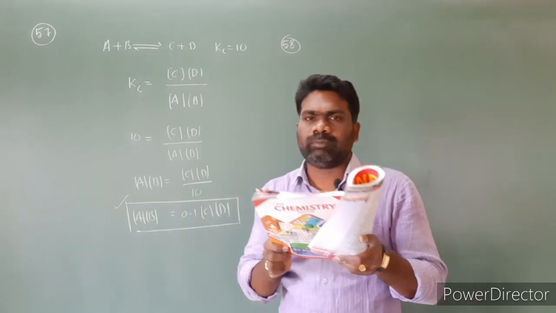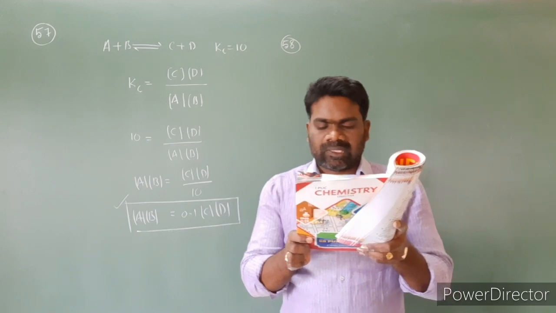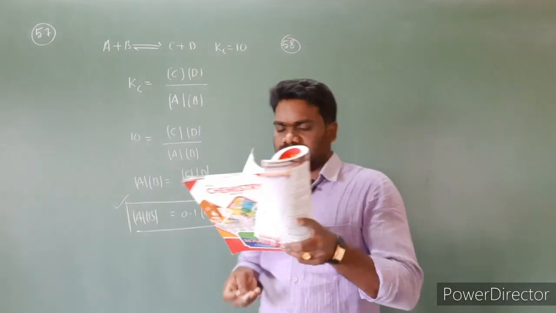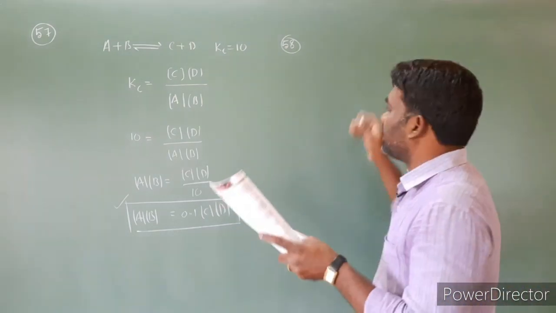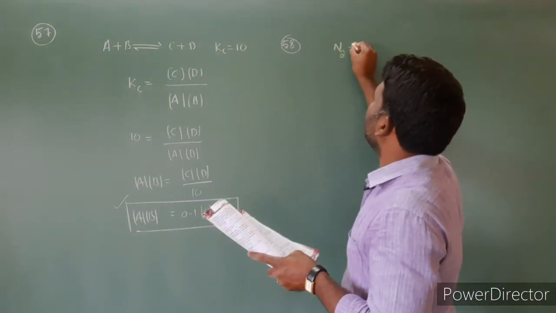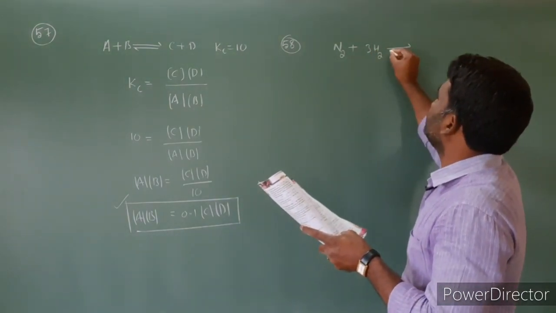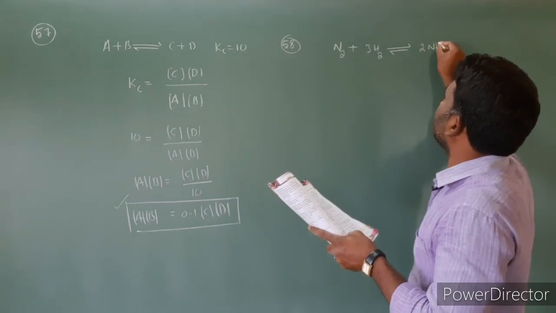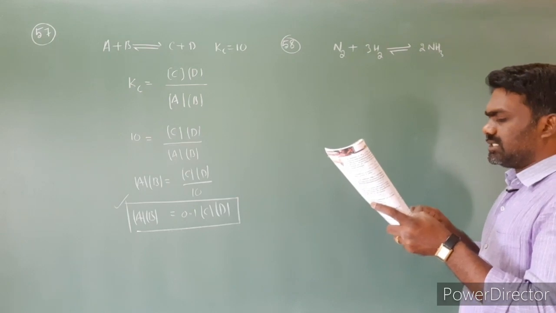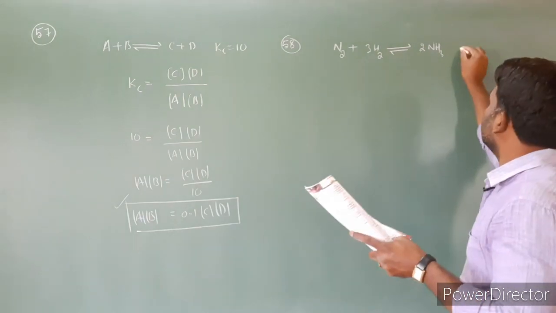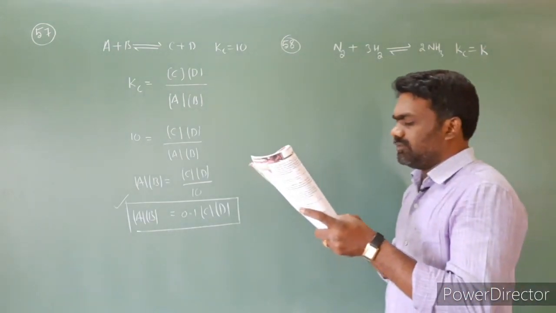Kc for the reaction N2 plus 3H2 gives rise to 2NH3 is K. Then the value of Kc for the reaction 2NH3 gives rise to N2 plus 3H2. First let us write the equation N2 plus 3H2 gives rise to 2NH3. So the Kc for the reaction N2 plus 3H2 gives rise to 2NH3 is K. So Kc is given. Kc is equal to K.